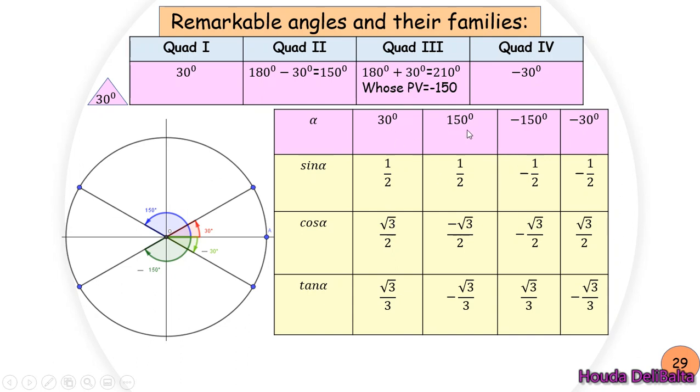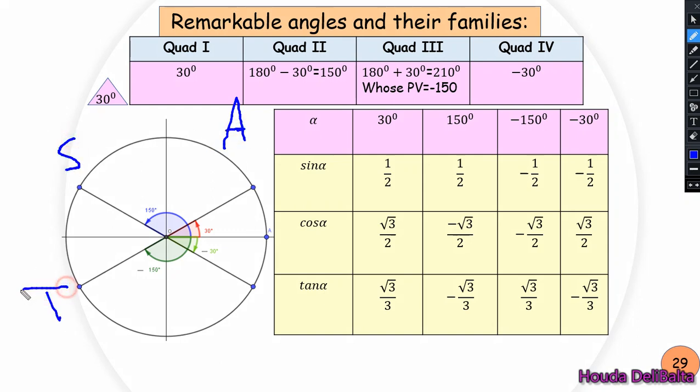Now, according to 150, it is in quadrant 2. So 150 is in quadrant 2, and we have that all students take chemistry. This sentence makes things easier. So in quadrant 2, we notice that the sine is only positive. That's why sine of 150 is the same as sine of 30.